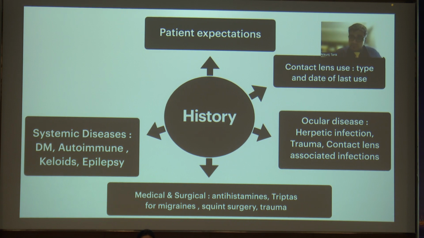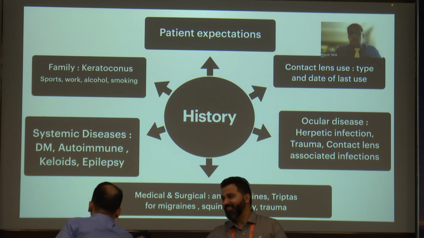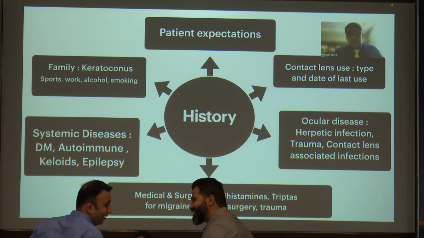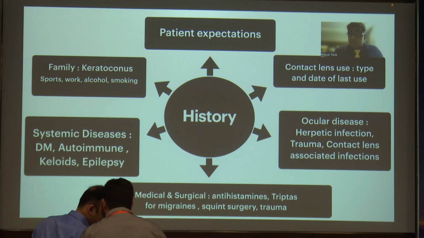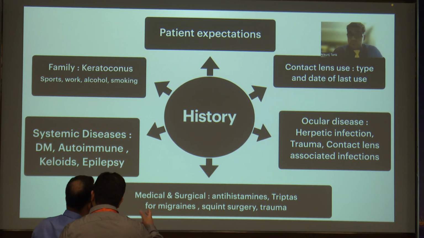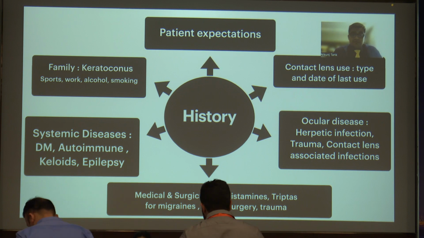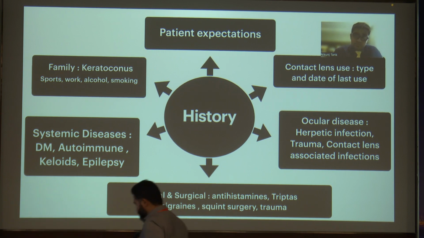We managed one case where the patient was a known case of epilepsy, and we had our anesthetic doctor stand by and we managed it nicely. It is important to ask about family history in certain conditions like keratoconus, and ask the patient what kind of sports the patient plays and what kind of work the patient does, and if the patient is habituated to alcohol and smoking, that also needs to be noted.